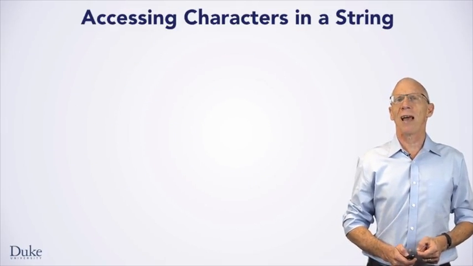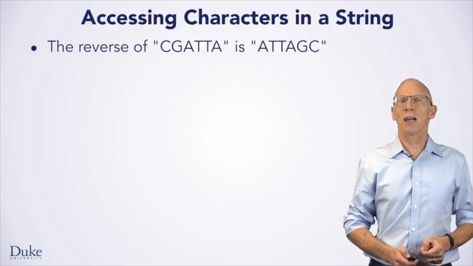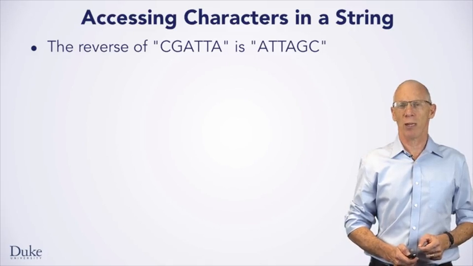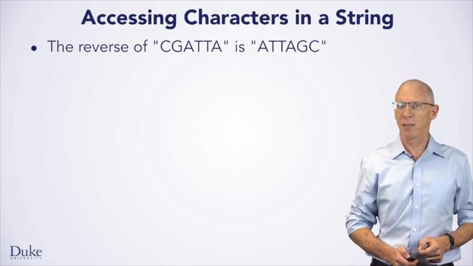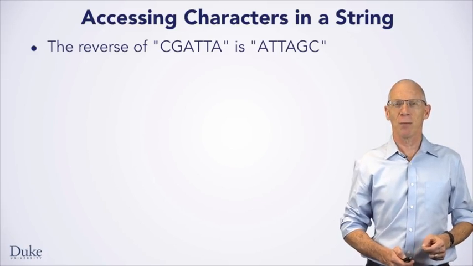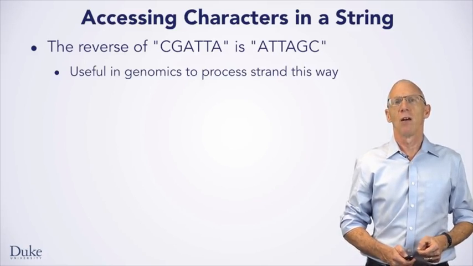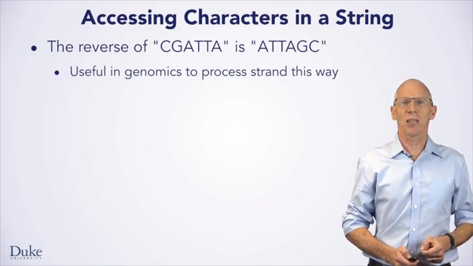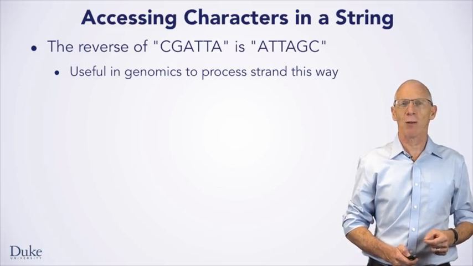We'll look at code to access individual characters in a string. We'll do this in the context of looking at the reverse of a string, where the reverse of CGATTA is ATTAGC, and the reverse of TIP, TIP, is PIT, PIT. Scientists studying genomes often have to look at a string backwards to analyze the DNA.